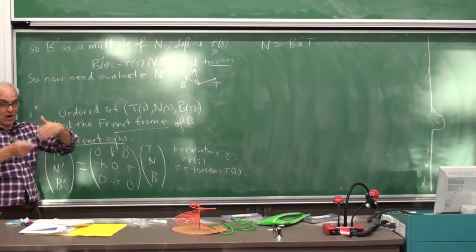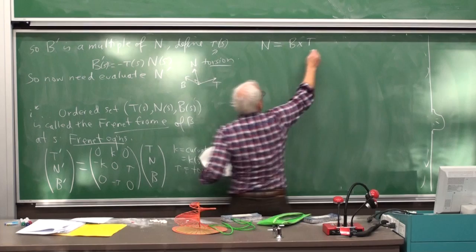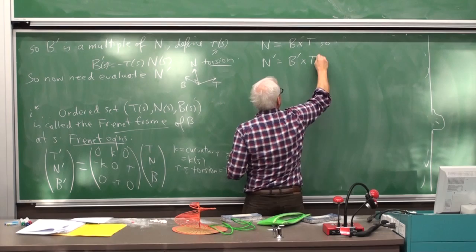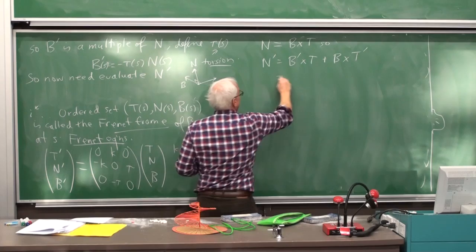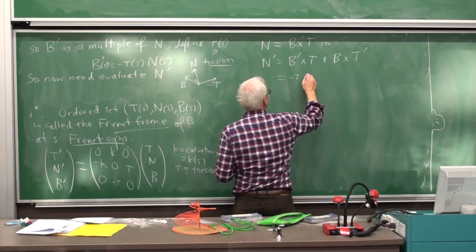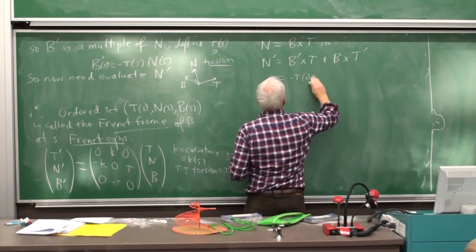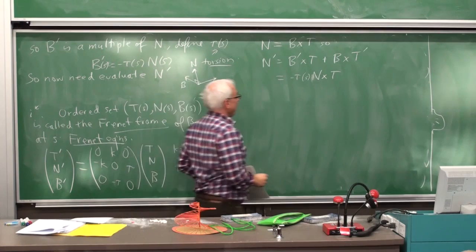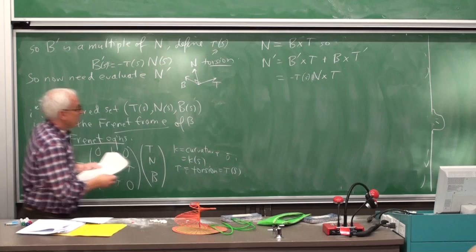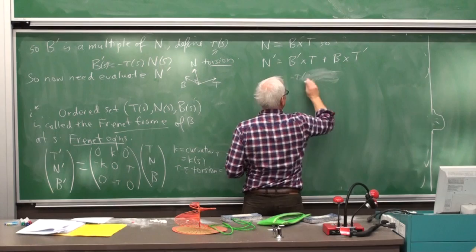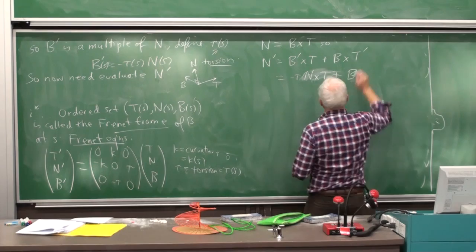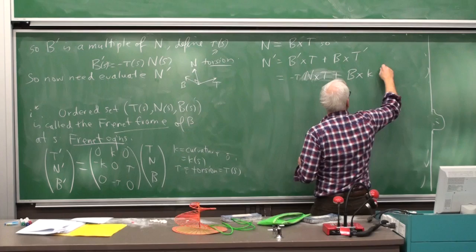So N prime is going to be the derivative of B times T plus B times the derivative of T. All right, well, we know what B prime is. We just already said that it's minus tau of S times N. So we still have to do minus tau of S times N times T. I don't really need the S because I'm dropping all the S's. So let me just write minus tau of N times T, plus B times the derivative of T. We can read from the first one that T prime is K times N.